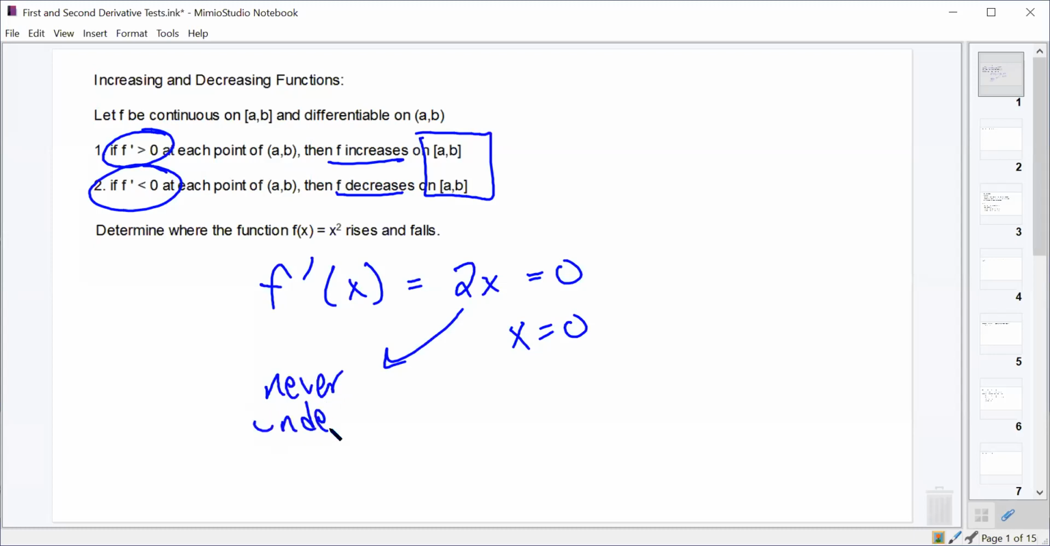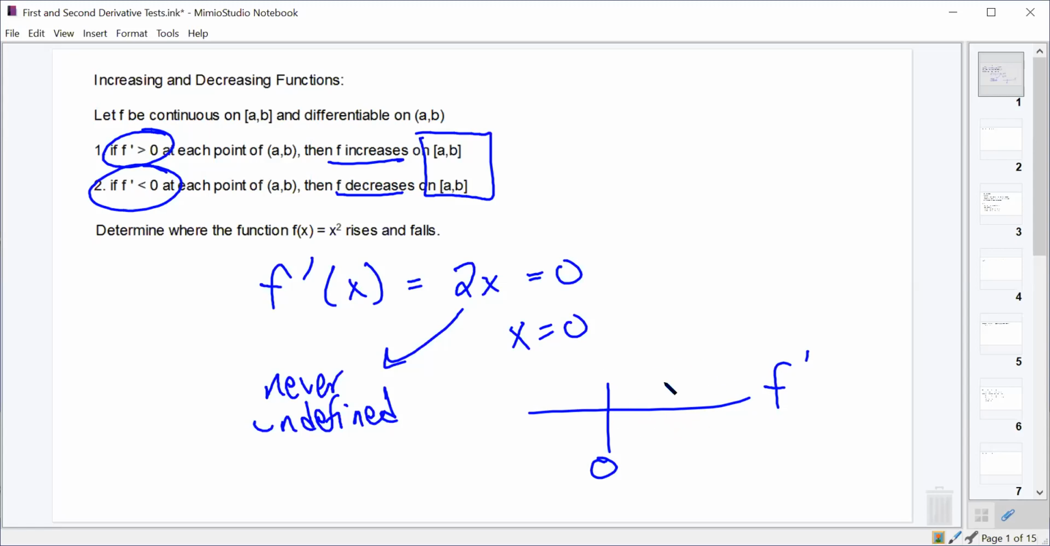And we'll see that a lot today: it's not always going to be undefined, but a lot of the time it's going to be always defined. And any time your derivative is a polynomial, it's always going to be defined for all real numbers. So the only place that the derivative could possibly change from being positive to negative is at x equals 0. So we'll make a sign chart. We're going to put 0, the one value we found, in the middle of our sign chart, and investigate what the derivative does to the right of 0 and to the left of 0.